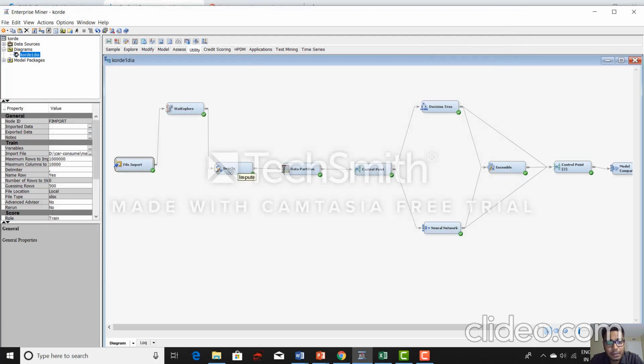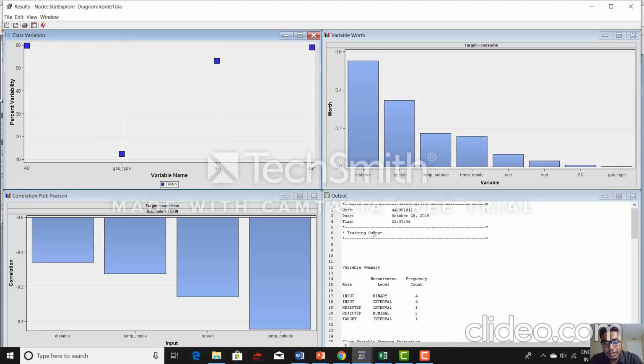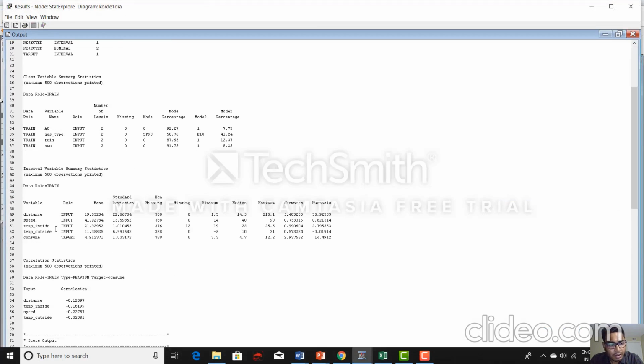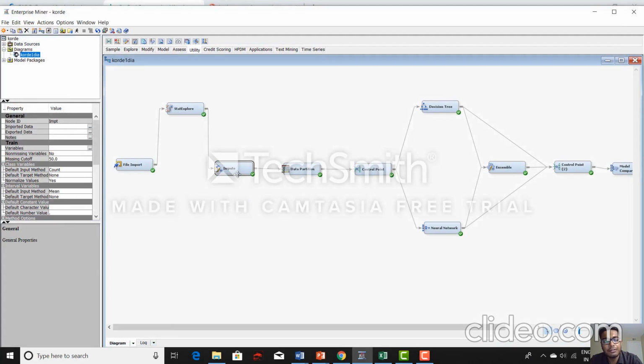If we go back to the Stat Explorer option, we can look at whether there are any missing values in our data set that we would in future need to clean. Going back to the results of Stat Explorer, if we go to the output and look here, there are 12 missing values in the temperature inside column. So we will be cleaning these 12 missing values, which is my first concept. The Impute node that I have used is for cleaning our data set.